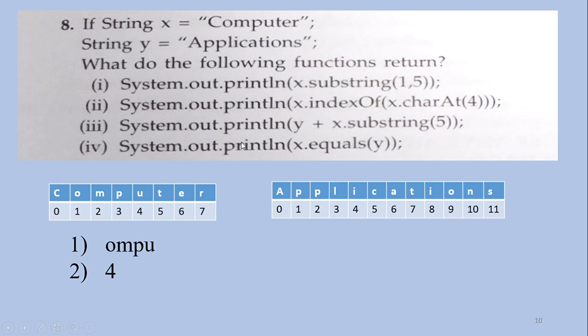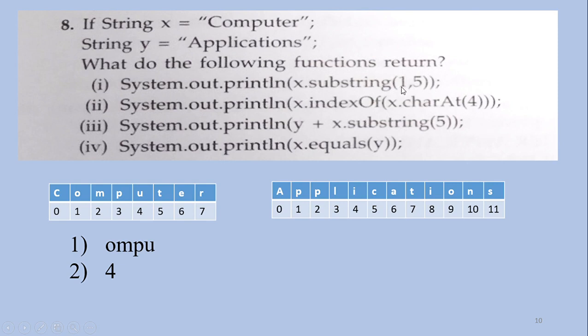Third one, system.out.println y plus. What is in my y? I have applications. So here you are using a concatenation operator. x.substring(5). Here you can notice the substring function is used only with one argument. So it will start from 5. Where will it end? It will end when the string ends. That means till the last character it will be extracted. So it will start from 5 till the end of the string.